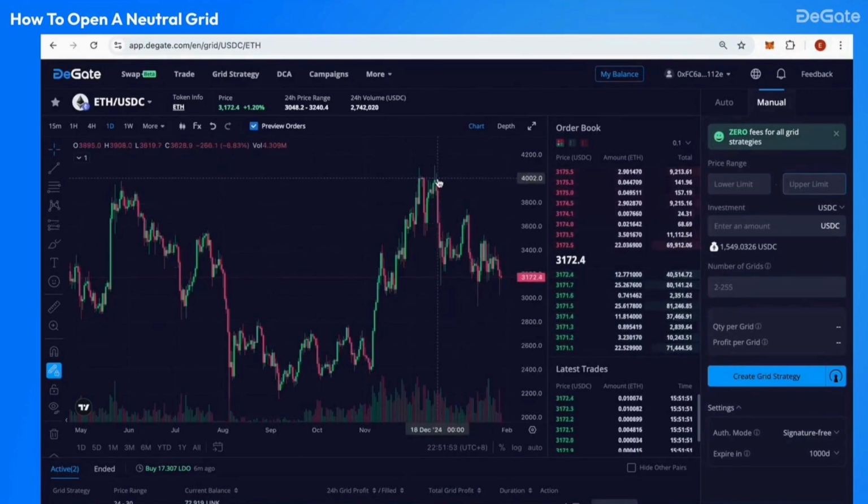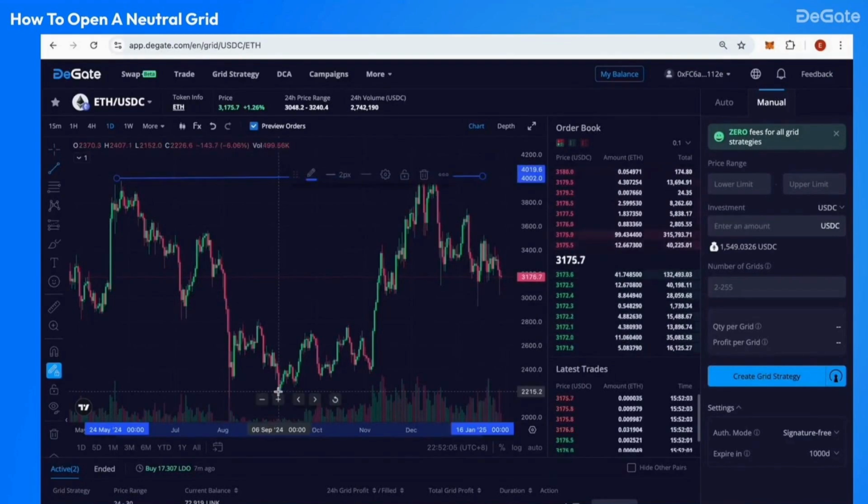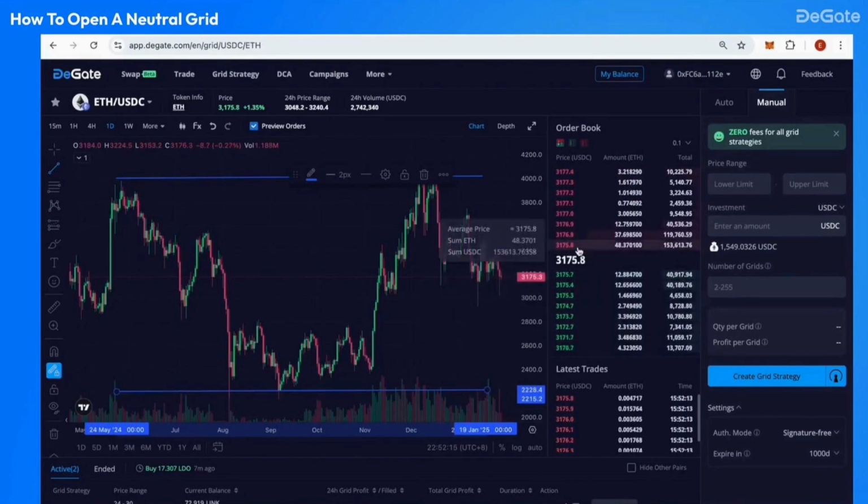In the past 6 months, ETH's highest point was around 4,000. We can draw a line here to mark it. The lowest point was around 2,200. The current price of 3,175 is at a certain distance from both the upper and lower limits. The range of 2,200 to 4,000 can be the range for this neutral grid.